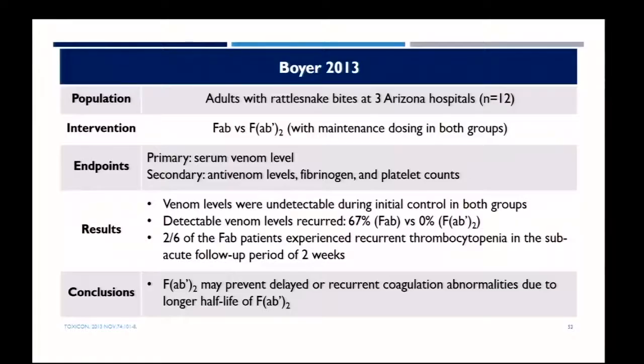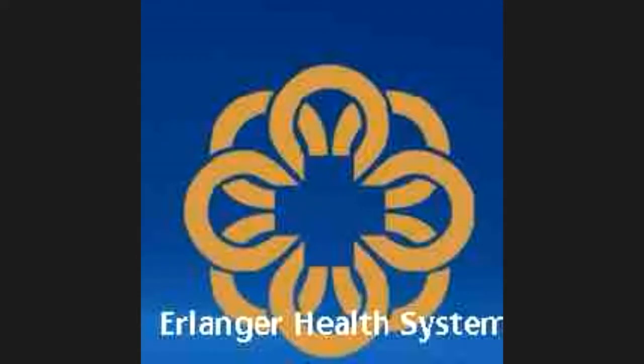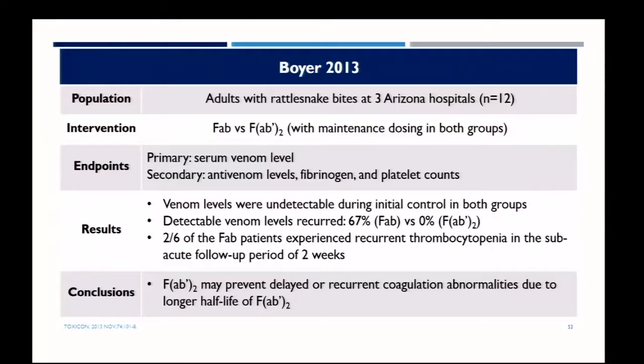So they found that the venom levels were undetectable during the initial control in both groups. So they have similar efficacy in controlling initial snakebite envenomation. However, the Fab group had 67% of patients have a recurrent detectable venom level compared to Fab2, which did not have any. And 2 of the 6 Fab patients experienced recurrent thrombocytopenia in the subacute follow-up period of 2 weeks, so they concluded that Fab2 may prevent delayed or recurrent coagulation abnormalities due to the longer half-life of Fab2, based on that protein structure difference that we talked about.